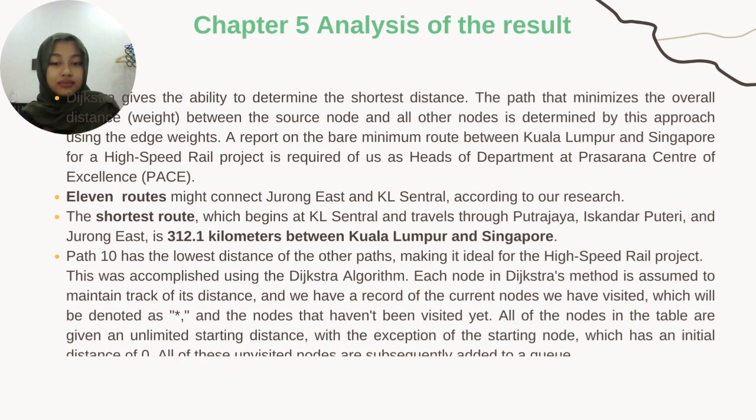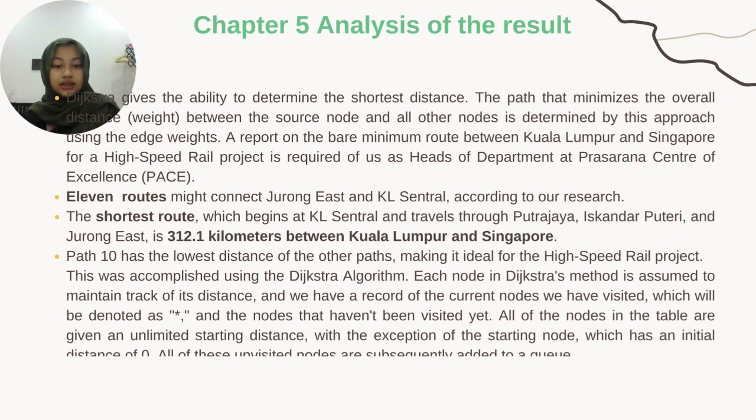Next, 11 routes might connect Jurong East and KL Central according to our research. The shortest route, which begins at KL Central and travels through Putrajaya, Iskandar Putri and Jurong East, is 312.1 kilometers between Kuala Lumpur and Singapore. Next, path 10 has the lowest distance of the other paths, making it ideal for a high-speed rail project. This was accomplished using the Dijkstra algorithm.